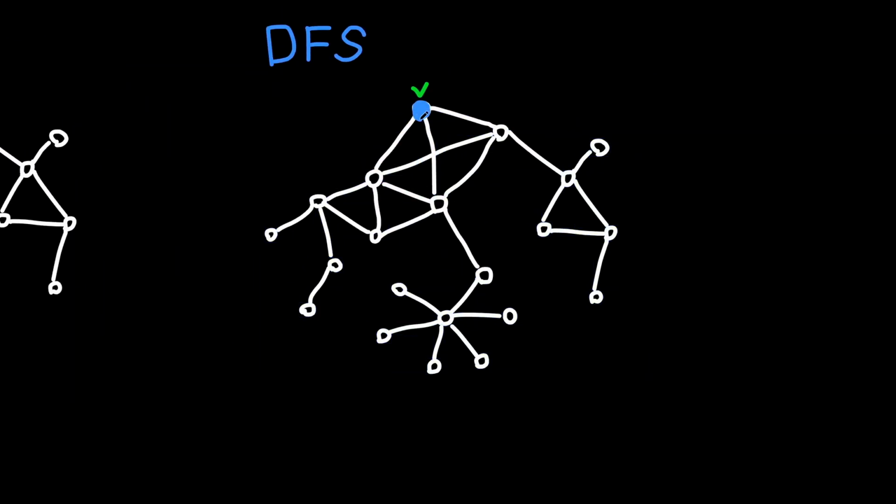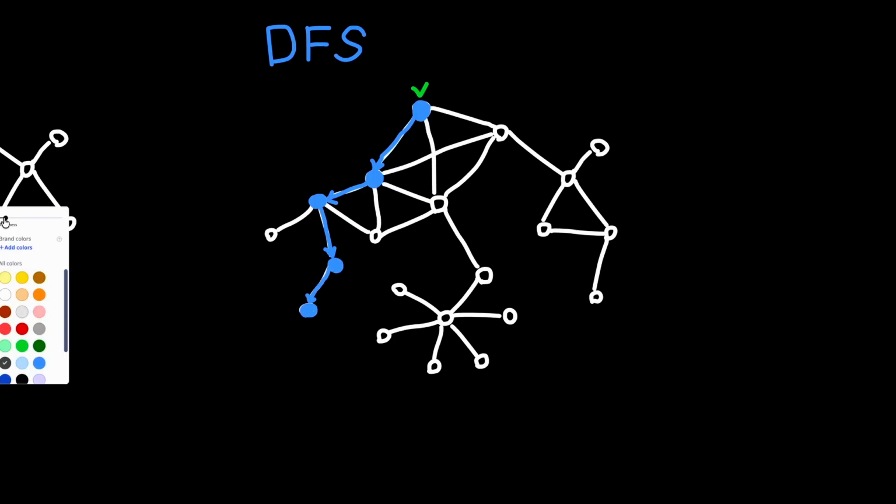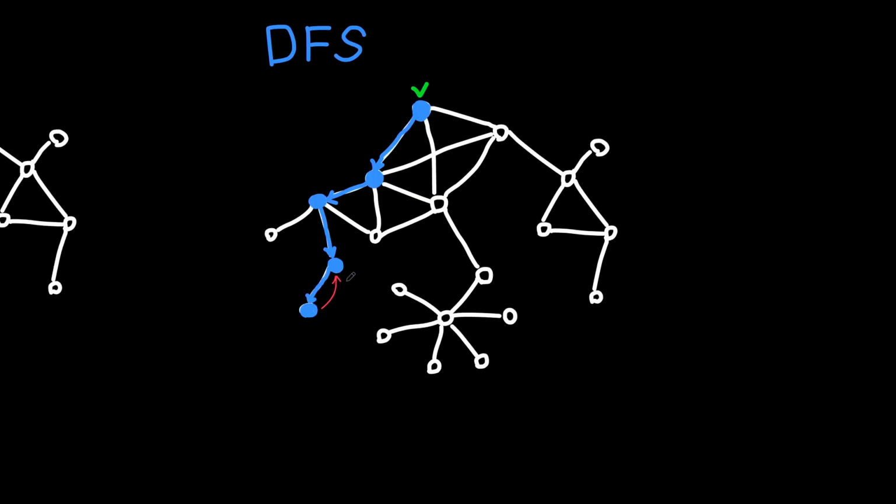DFS also starts with a single node. Then, instead of visiting all neighbors, it picks just one. Now that it's in a new node, it visits a neighbor of that node, and so on. It does that until it runs out of unvisited neighbors. When that happens, it returns to the previous node, commonly referred to as its parent. From here, it tries to visit more nodes and the cycle repeats. Eventually, we iterate through all the nodes and return to the starting node, where we end the search.